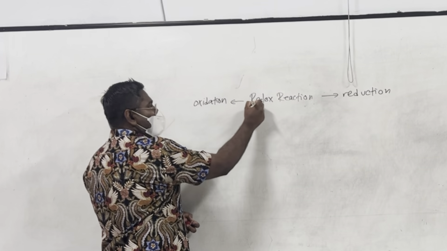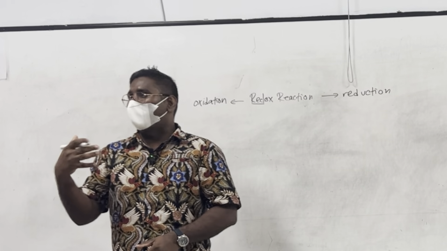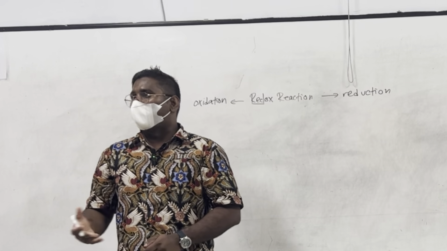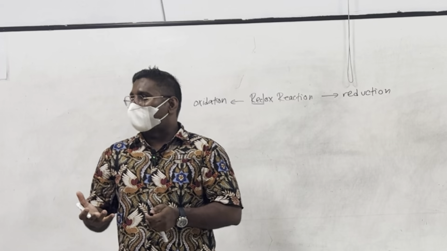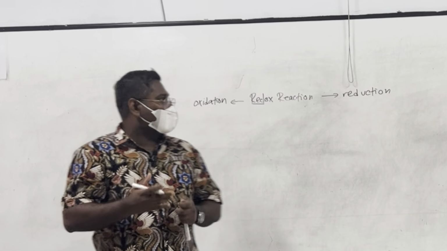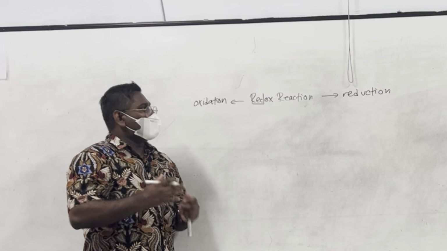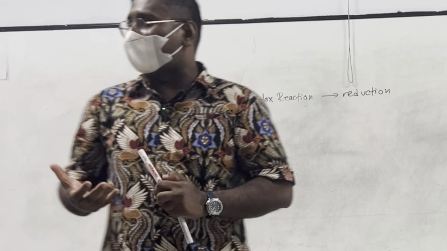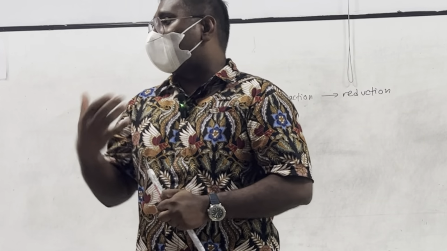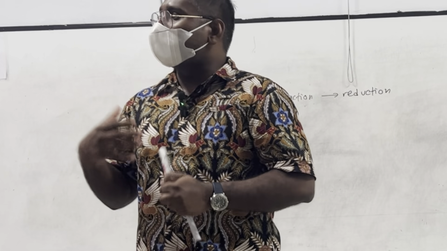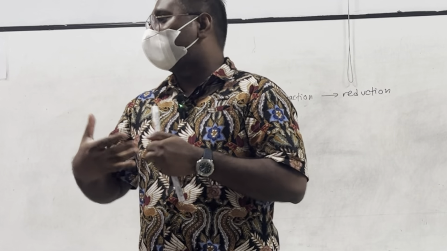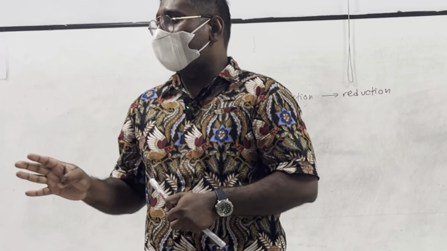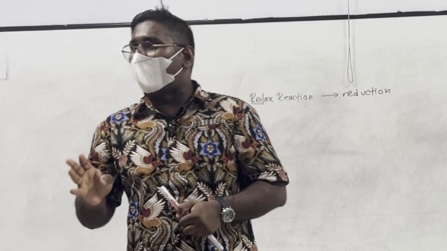Redox means RED is going to represent reduction, and OX is going to be oxidation: redox reaction. Now, for this redox reaction, what we need to know is what is oxidation and what is reduction. So what is oxidation? What is reduction? There are four ways to define them.